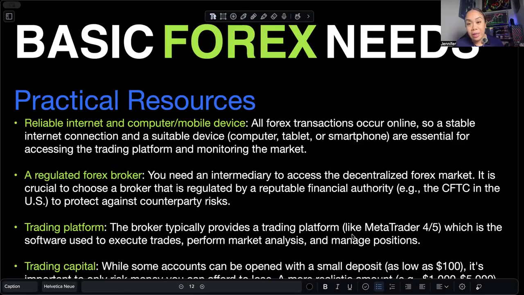First and foremost, you guys are going to need a reliable internet and a PC or mobile device, smartphone, tablet, computer, whatever it is, right? Secondly, you guys are going to need a Forex broker. Now, if you guys already have a broker, that's totally fine.